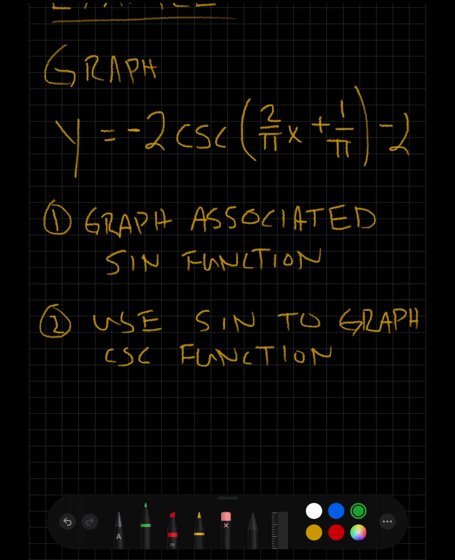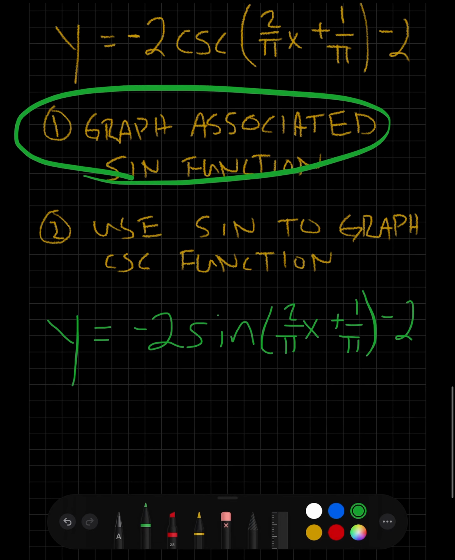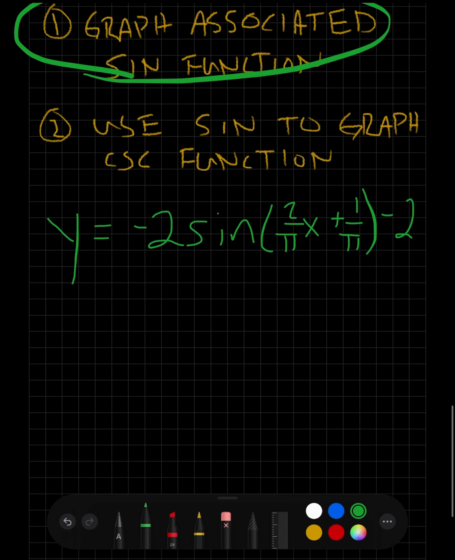Notice again, all I'm changing here is the cosecant. I'm changing that to the sine. My a is -2. My b is 2 over pi. My c is 1 over pi. And my d is -2. So let's go ahead and follow our steps here for graphing our sine function.